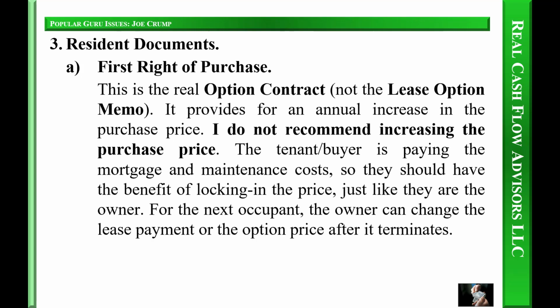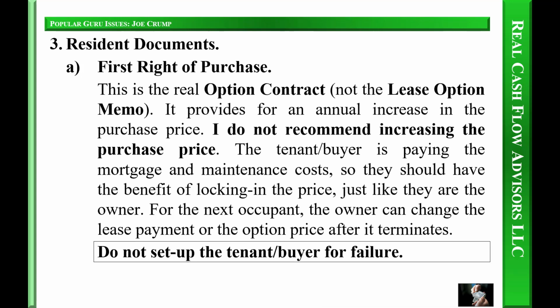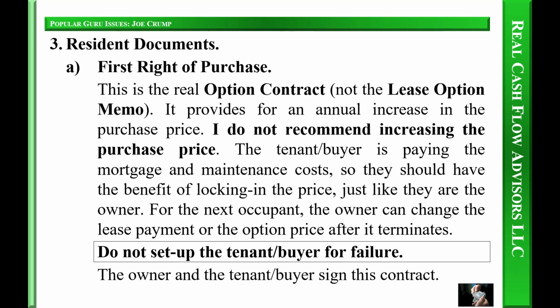Number 3, resident documents. A, first right of purchase. This is the real option contract, not the lease option memo. It provides for an annual increase in the purchase price. I do not recommend increasing the purchase price. The tenant buyer is paying the mortgage and maintenance costs, so they should have the benefit of locking in the price, just like they are the owner. For the next occupant, the owner can change the lease payment or the option price after it terminates. Do not set up the tenant buyer for failure. The owner and the tenant buyer sign this contract.